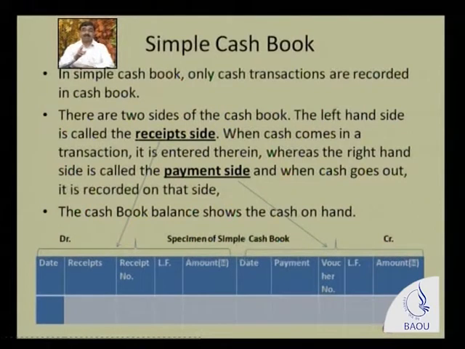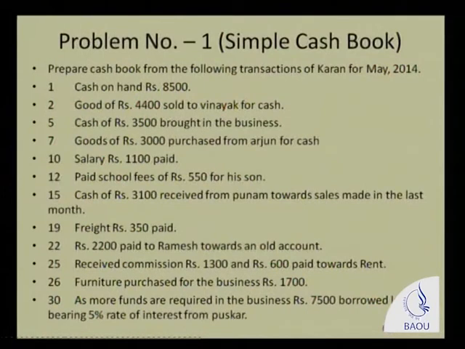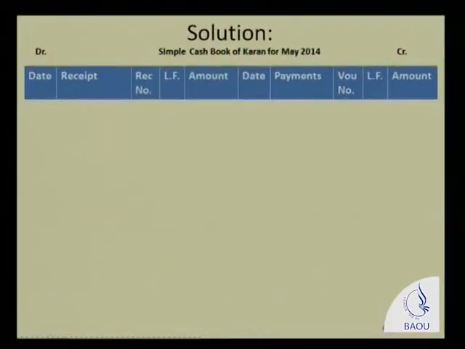Here we are discussing the simple cash book. With that consideration, we will move to the problems. Here we are going to discuss the problems regarding the particular types of cash book. See the first problem of the simple cash book. We have a few transactions, and we are supposed to discuss how these transactions would be recorded in the cash book. Let's move here. This is a format of a cash book.